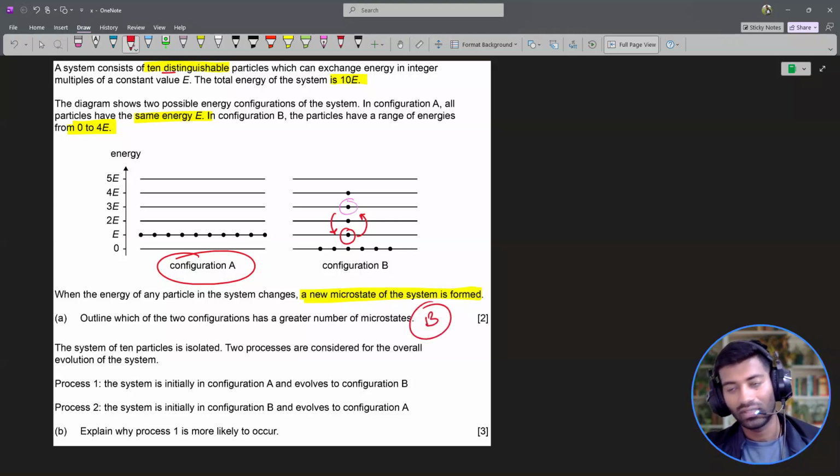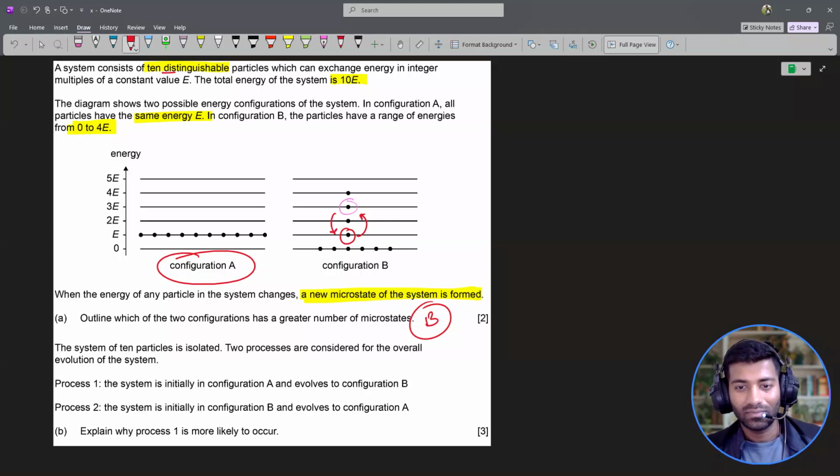So based on that, which configuration has a greater number of microstates? That's B. You'll have to indicate why B, because configuration A can have only one. This arrangement can exist in only one way, but B can exist in more than one way. Easy? Not that easy, I know. This question came out of the blue. This was a newer addition to the syllabus, so students struggled with this one, not gonna lie.